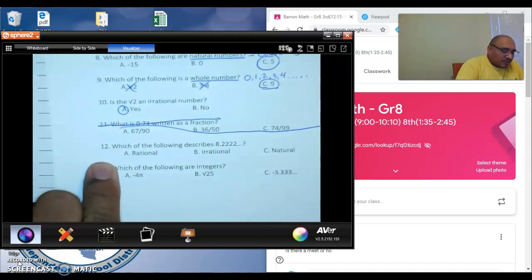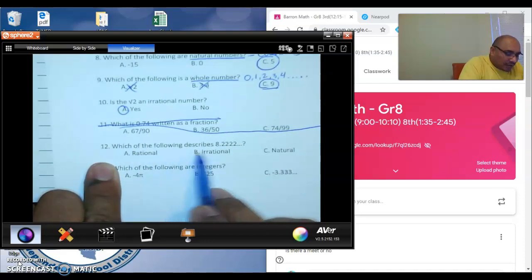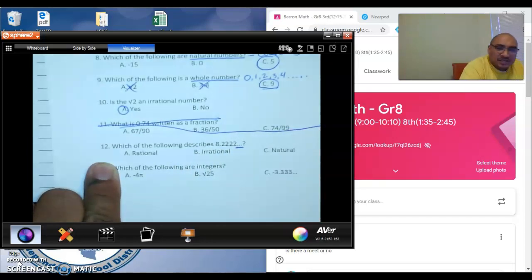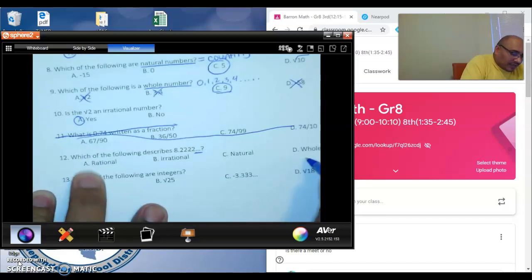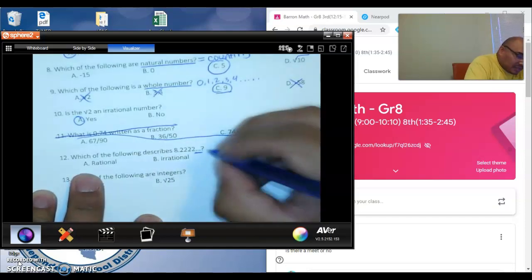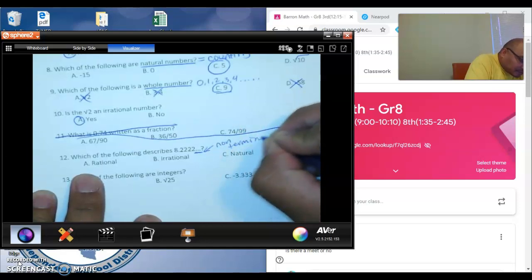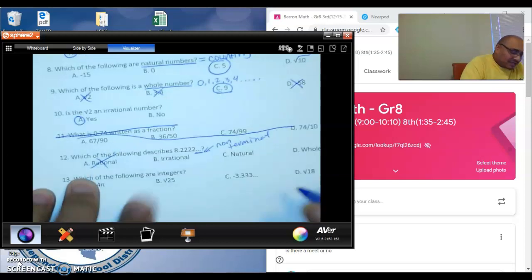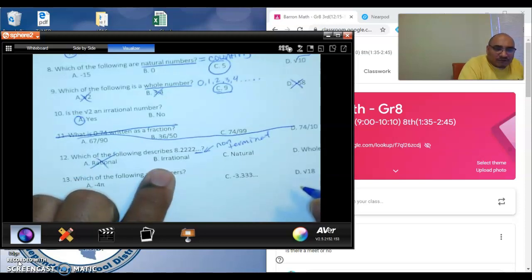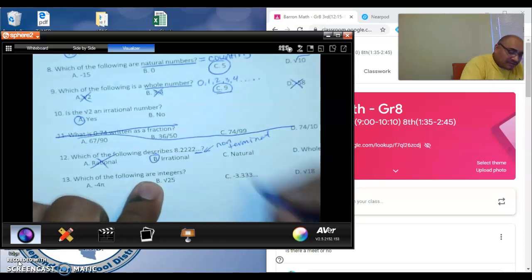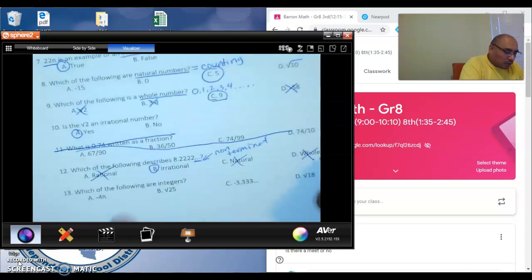Number 12. Which of the following best describes 8.2222? And this right here means that it is repeating. It goes on forever. So looking at A, if you remember, rational is a fraction. Fractions can be converted into decimals. However, they terminate. This here means non-terminating. So that can't be it. Irrational means it goes on forever. That is it. This is not natural and this is not whole.